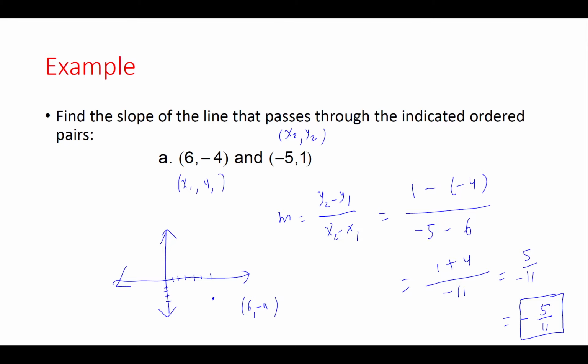Another point is (-5, 1). So 1 2 3 4 5. This is negative for the x coordinate, and y is positive, so here is the positive one. Now you just have to join these 2 points, and you can find the graph. As you can see, when you move from left to right, the graph is going down. That's the reason the slope is negative.